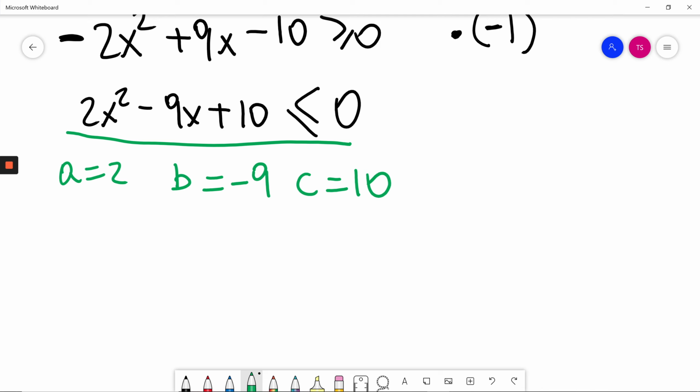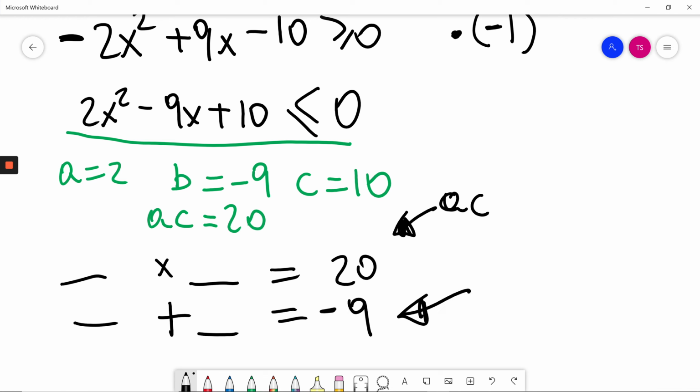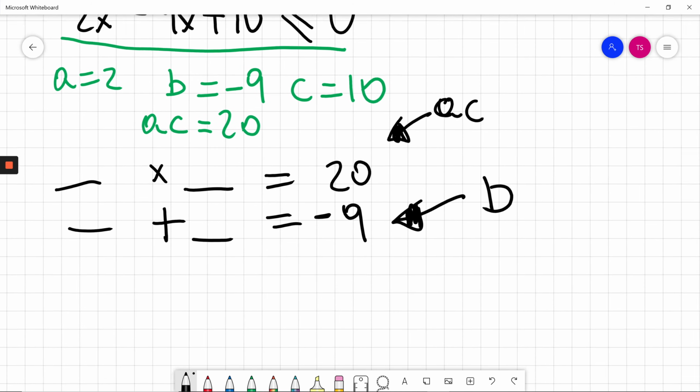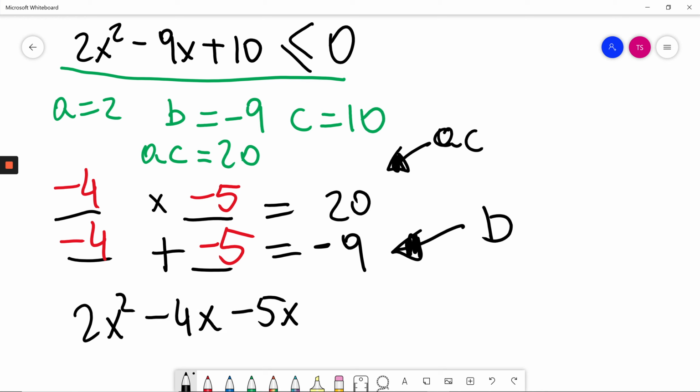Now a is more than 1, so I will calculate what is ac. A times c, 2 times 10 is 20. And in this moment, I'm looking for two numbers, something times something to get 20, to get ac, and something plus something is equal to negative 9, this is equal to b. Those numbers are negative 4 and negative 5. So to factorize that quadratic, I will do 2x squared minus 4x minus 5x. Minus 4 minus 5, this is my minus 9x plus 10.